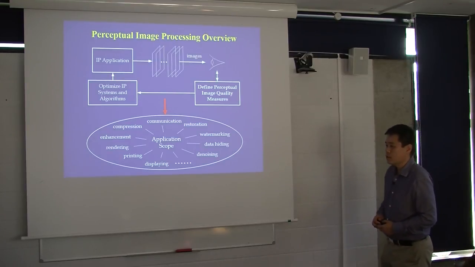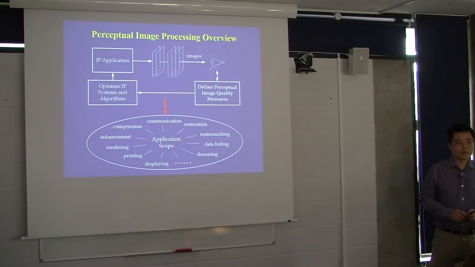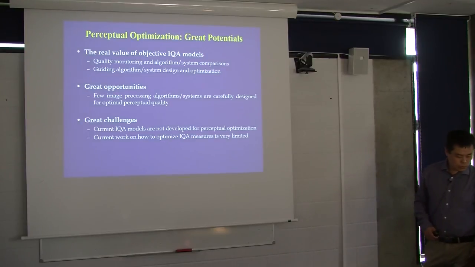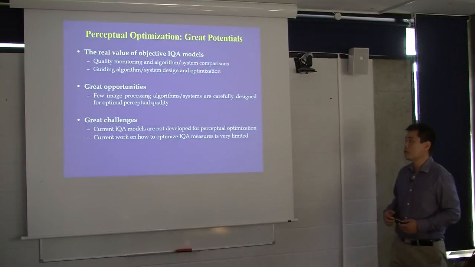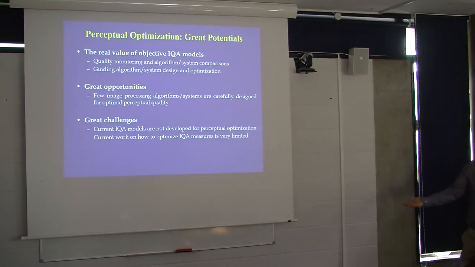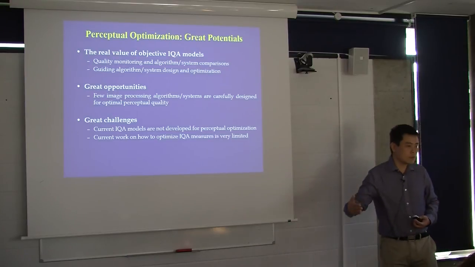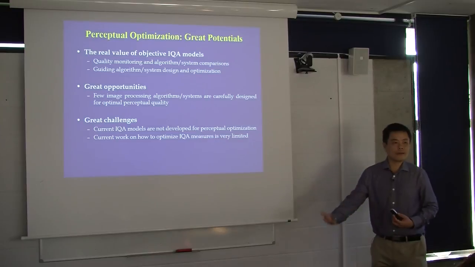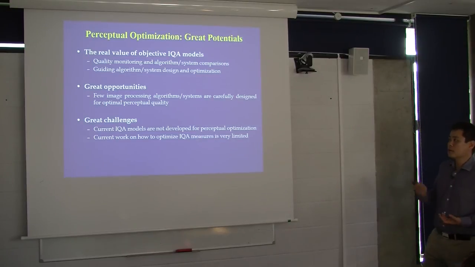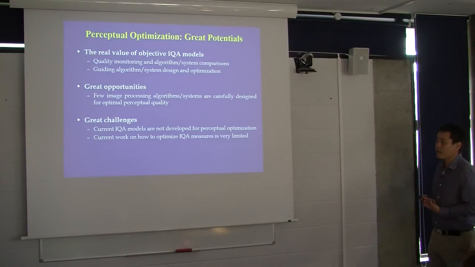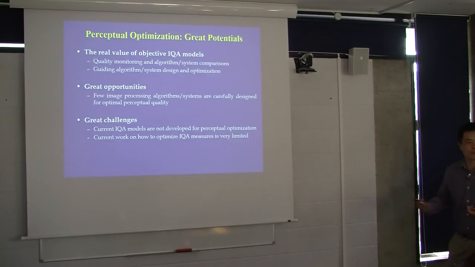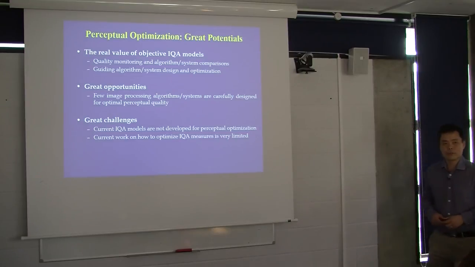Another thing that I want to put more emphasis on is that, as I said before, we don't want to stop at image quality assessment, because the value of image quality assessment is not only going to be quality monitoring and comparisons of algorithms and systems. This is good. It's good to be aware of image quality after you process it. But the more interesting thing is that once you know this metric, to evaluate quality of images, it's going to be more interesting if you use this quality metric to guide the design and optimization of algorithms. I think this is the major area where you can expect a much bigger value of this image quality research. Of course, to do this, you have a lot of challenges.